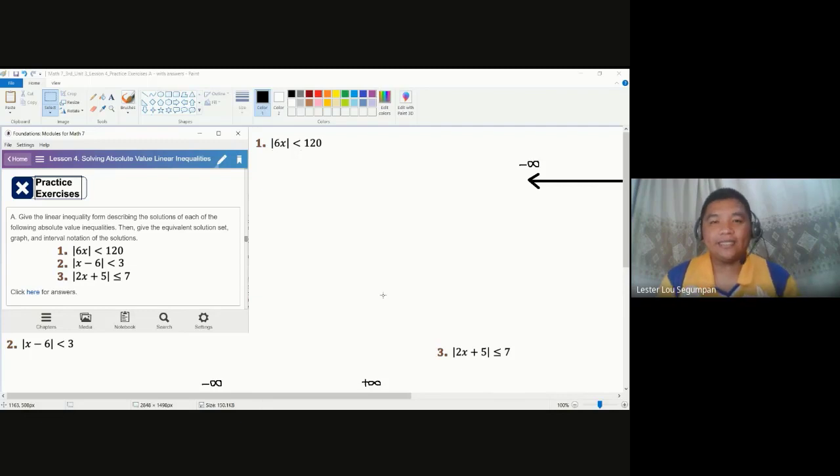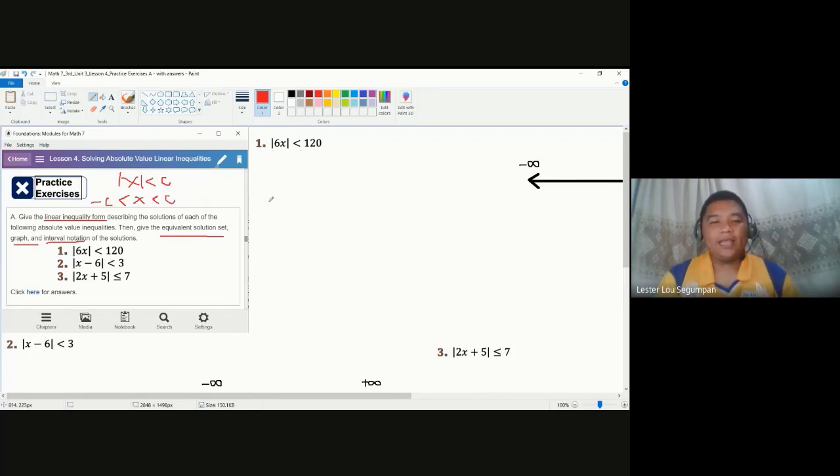As for this practice exercise, we are still going to do that. As instructed here, we are going to solve, give the linear inequality form, and then give the equivalent solution set, graph, and interval notation of the solutions. So we are under less than for all of these items here. We are going to follow the concept that if it's less than any constant c, we simply take the expression inside the absolute value notation, which must be greater than the negative of that constant, but less than that constant.